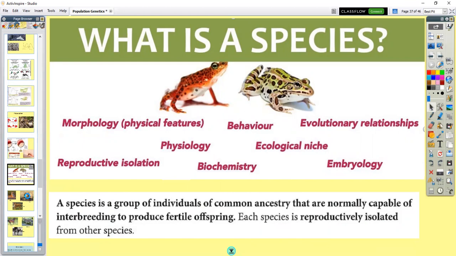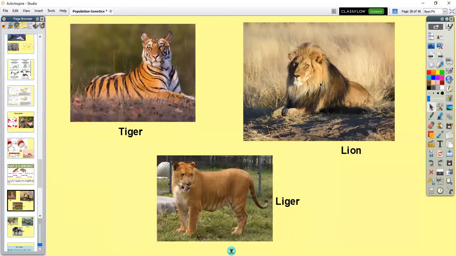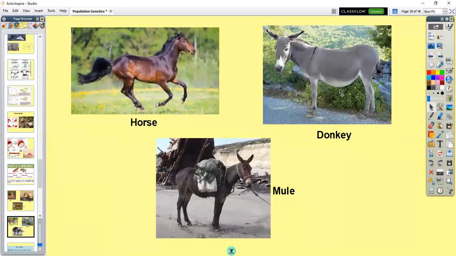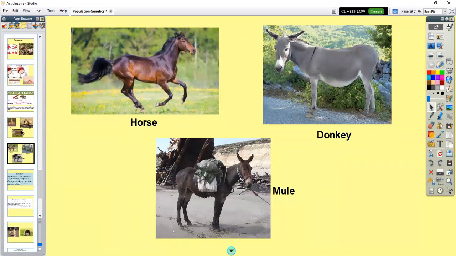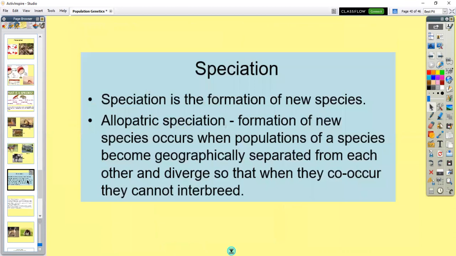Some examples of different species, you can see here a tiger and a lion. Those are different species. Now they can interbreed to produce something called a liger, but a liger is infertile. So these are considered a different species. Same with a horse and a donkey. They can reproduce to produce a mule, but again, it's infertile. So the donkey and the horse are referred to as different species. This leads on to something called speciation, which is the formation of a new species.